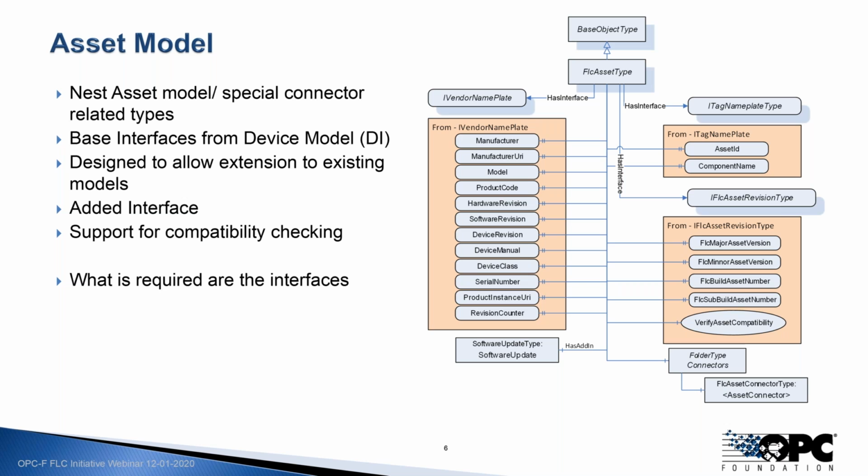So what we're requiring when you look in the automation component in that asset bucket is an object. It doesn't have to be FLC asset type object. It could be any type object, so long as it is exposing the required interfaces. So if I have a robotics object that I've already defined, I can add the FLC asset revision type to it, and then it would be compatible with FLC in the automation component.